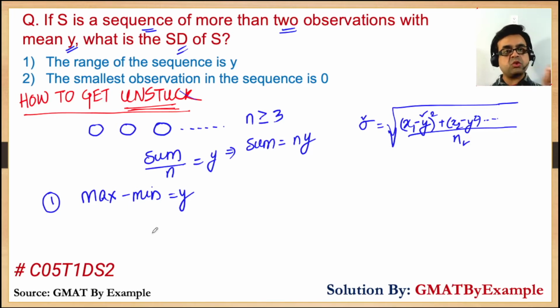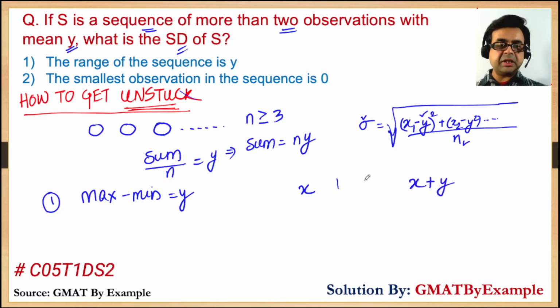You know there are more than 3 observations, but let's start simple. Let's start with any 3 observations. So we know that the first observation, let's say, is x. The first number in the series is x, and there are only 3 numbers in the series. So given that the range is y, my largest number in the series would be x plus y. I don't know anything about this middle number. I can assume either x or y.